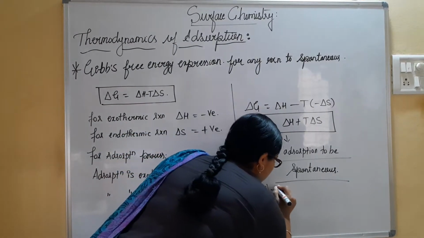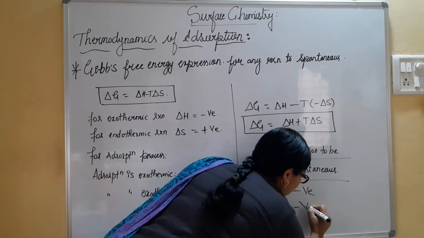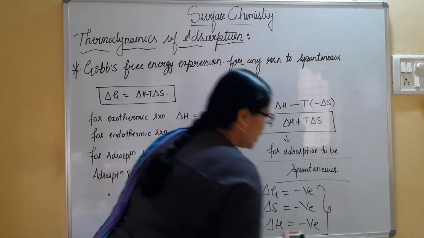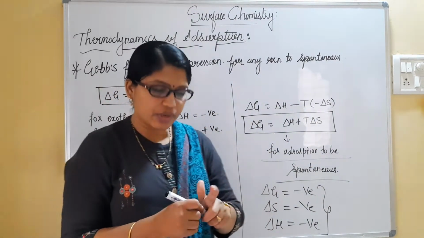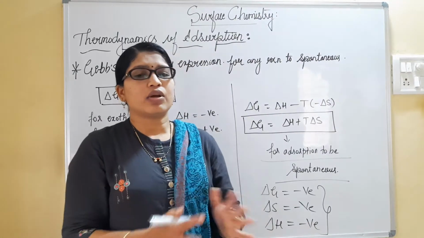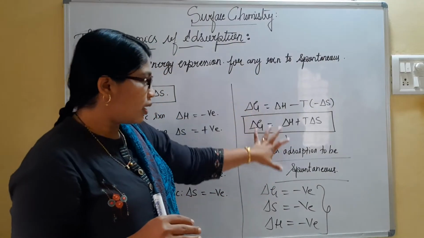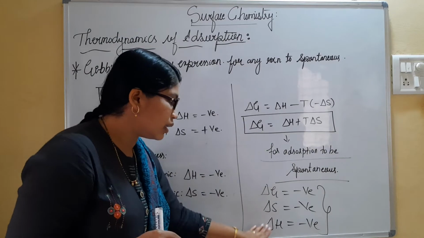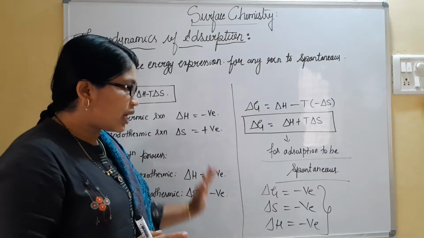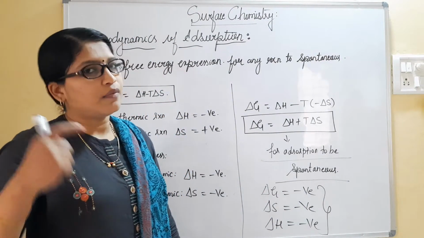I tell you delta G must be negative, delta S must also be negative, and delta H must also be negative. When all these three factors are negative, then we can say that adsorption can take place spontaneously without supplying any external energy. So in order for the adsorption process to be spontaneous, all three values must be negative in nature. I hope this is understood to you. Clearly understood this one, we'll move to the next part. Take down, write down properly, we'll move to the next.